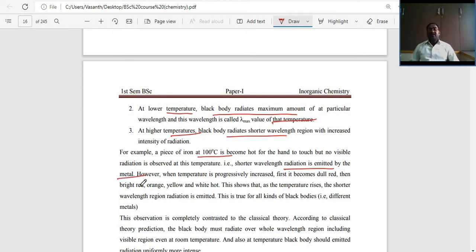However, as the temperature is progressively increased, first it becomes dull red, then bright red, then orange, and finally yellow and white hot. This shows that as the temperature rises, shorter wavelength radiation is emitted. This is true for all kinds of black bodies.